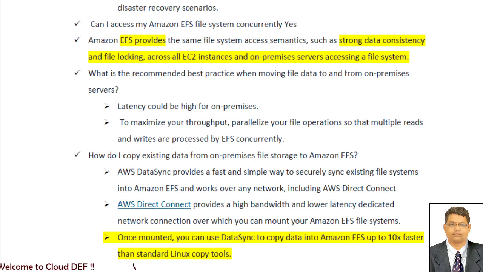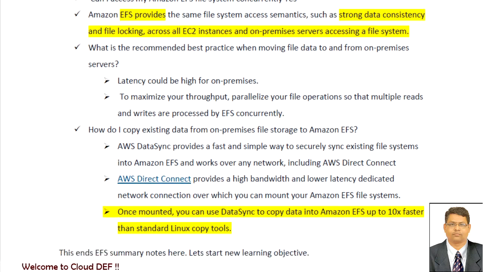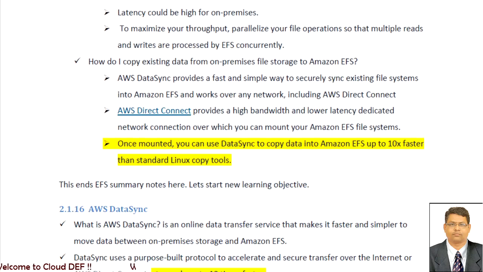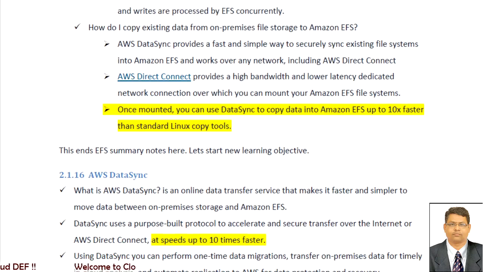AWS Direct Connect provides a high bandwidth and lower latency dedicated network connection over which you can mount your Amazon EFS file systems. Once mounted, you can use DataSync to copy data into Amazon EFS up to 10x faster than standard Linux copy tools. This ends the EFS summary notes here. Let's start a new learning objective.